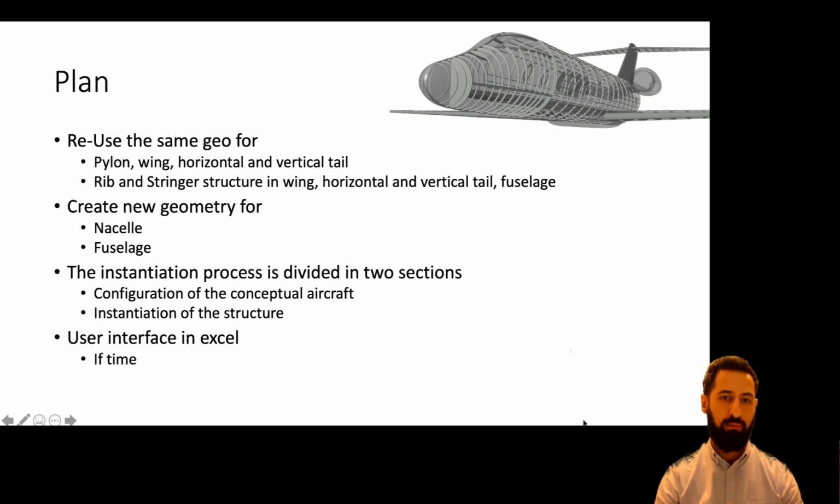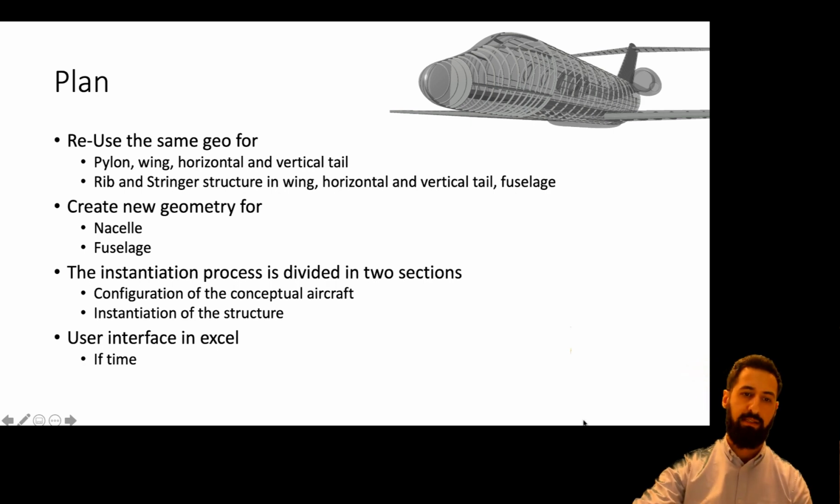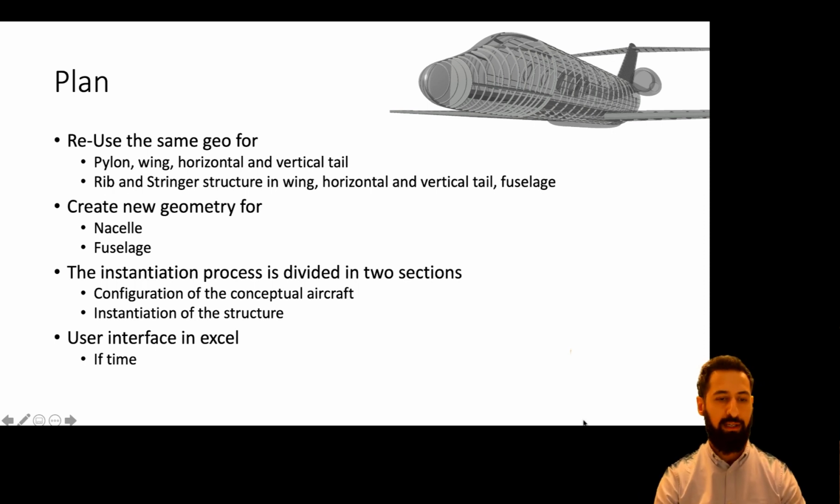The instantiation process is divided in two sections: configuration of the conceptual aircraft, and when that is done, instantiation of the actual structure. The user interface will be in Excel, if there is time. Let's see how that goes. So more of that in my next video.